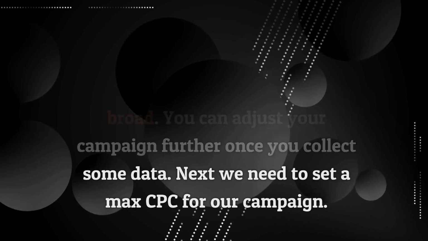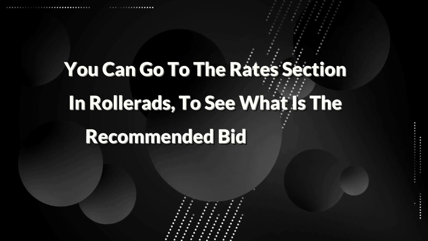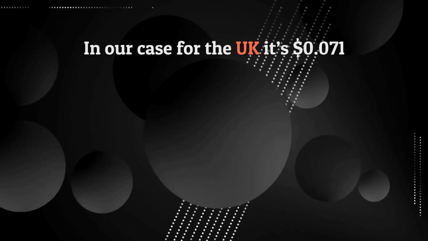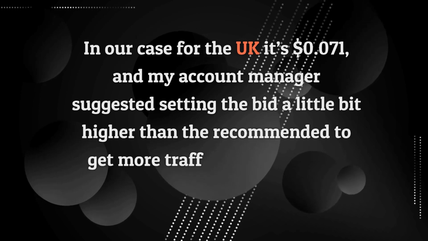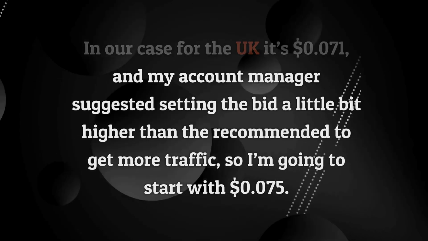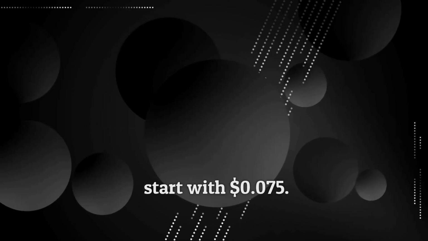Next, we need to set a max CPC for our campaign. You can go to the rates section in RollerAds to see what is the recommended bid for your target country. In our case, for the UK, it's $0.071, and my account manager suggested setting the bid a little bit higher than the recommended to get more traffic. So I'm going to start with $0.075.